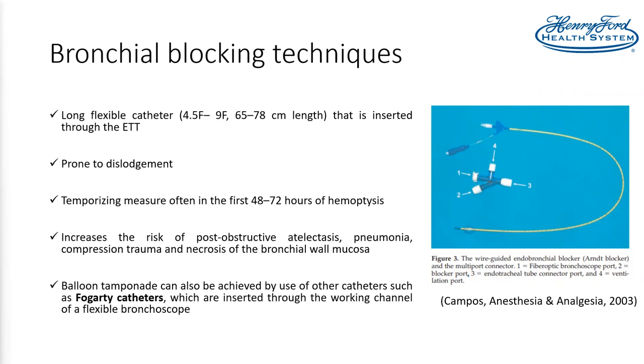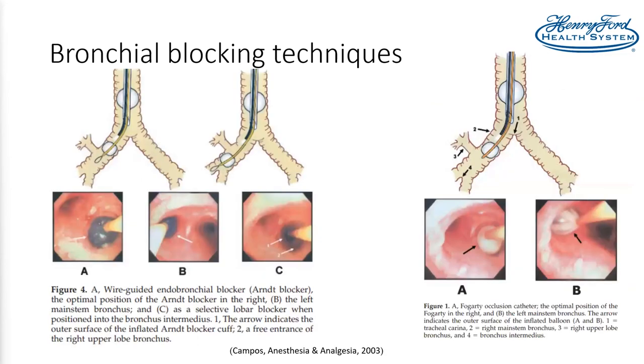It's just a temporizing measure, often in the first 48 to 72 hours of hemoptysis until you figure something else out. If you keep it long enough, it has its own risks: post-obstructive atelectasis, pneumonia, compression, trauma. Other options are Fogarty catheters. Those can be introduced through the working channel of the scope, so you don't need a different port. These are just images of how they are introduced, just a balloon at the tip of it, and then you inflate it to cause the tamponade.